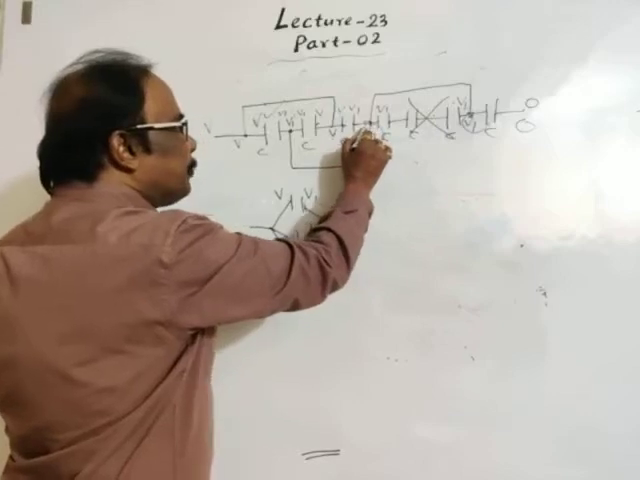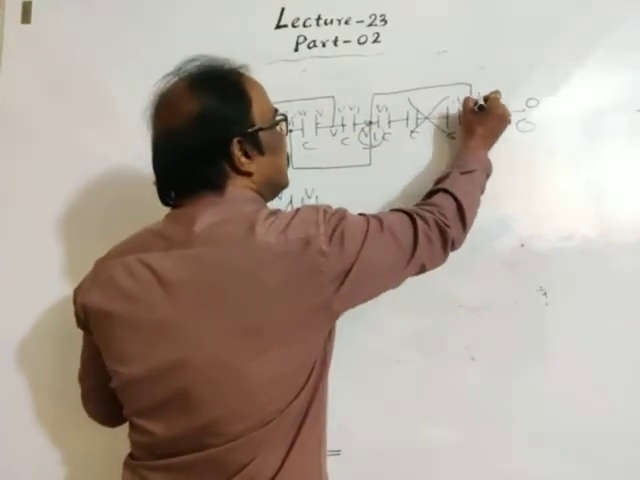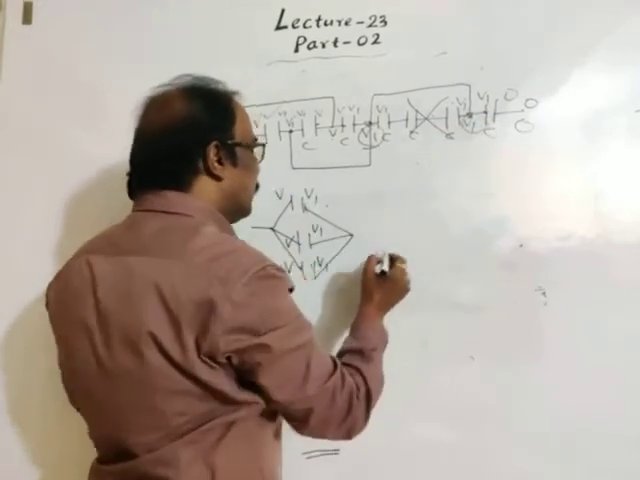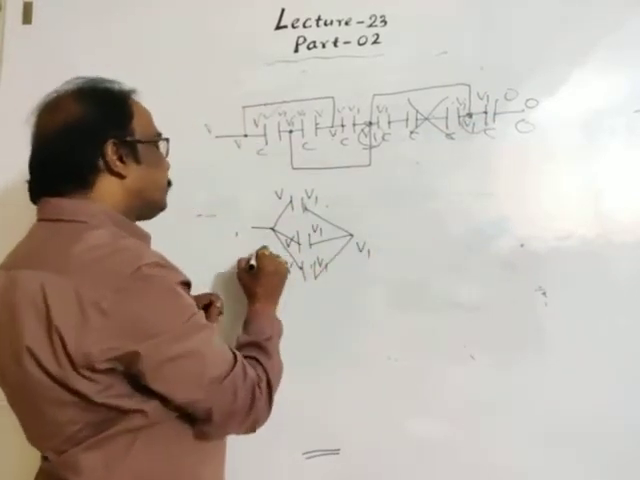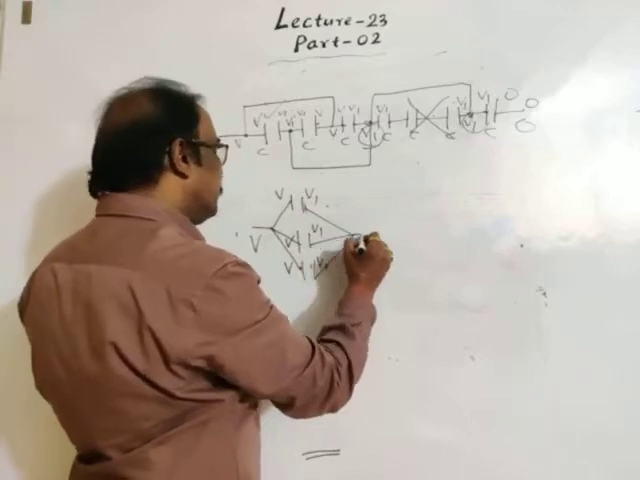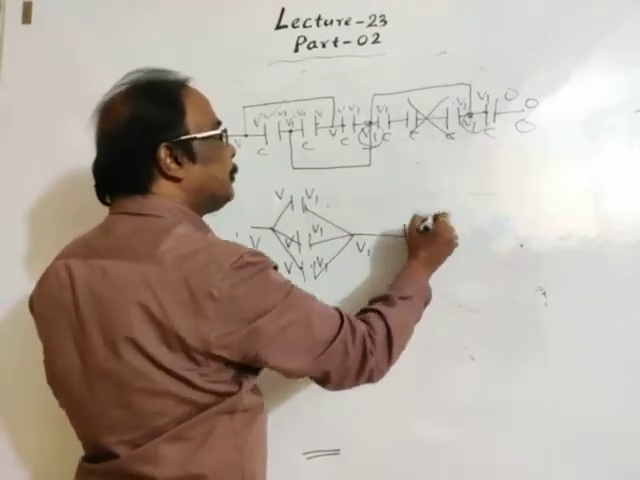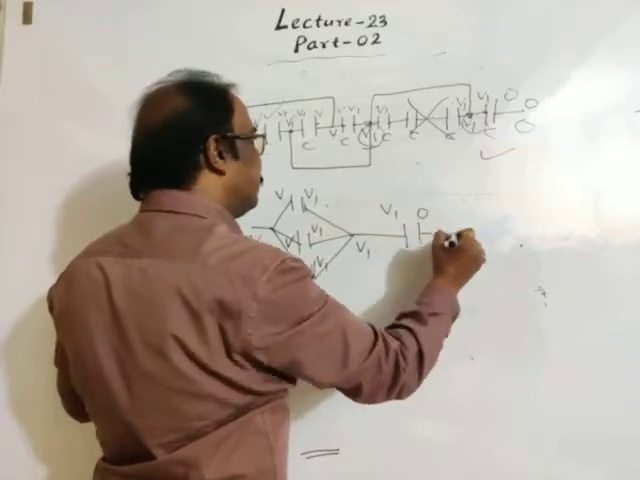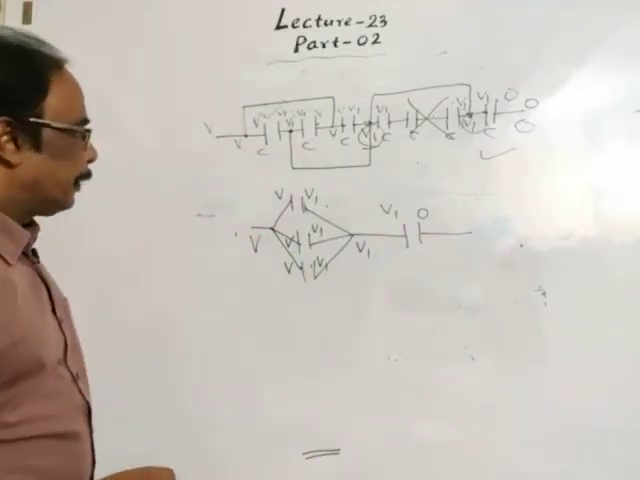This potential is V1, because this plate is at V1 and this is at potential 0. So the potential of this point is V1, and here is another capacitor, whose potential is V1 and final potential is 0. This is the combination.